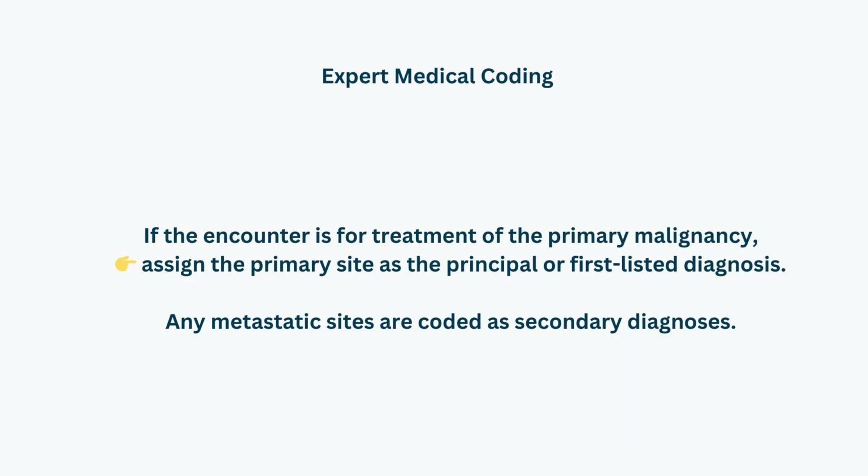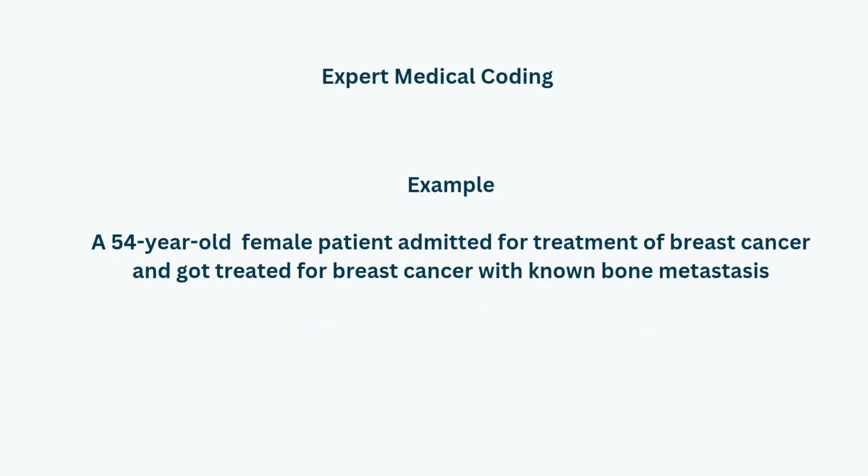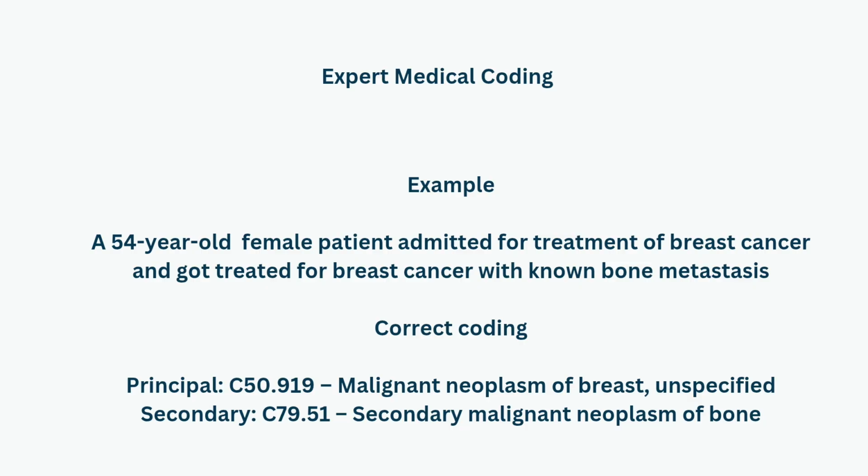If the encounter is for treatment of a primary malignancy, assign the primary site as the principal or first-listed diagnosis. Any metastatic sites are coded as secondary diagnoses. Let us see an example here. A 54-year-old female patient admitted for treatment of breast cancer and got treated for breast cancer with known bone metastasis. So here the correct coding will be to assign code C50.919 for malignant neoplasm of breast unspecified and secondary code C79.51 for secondary malignant neoplasm of bone.